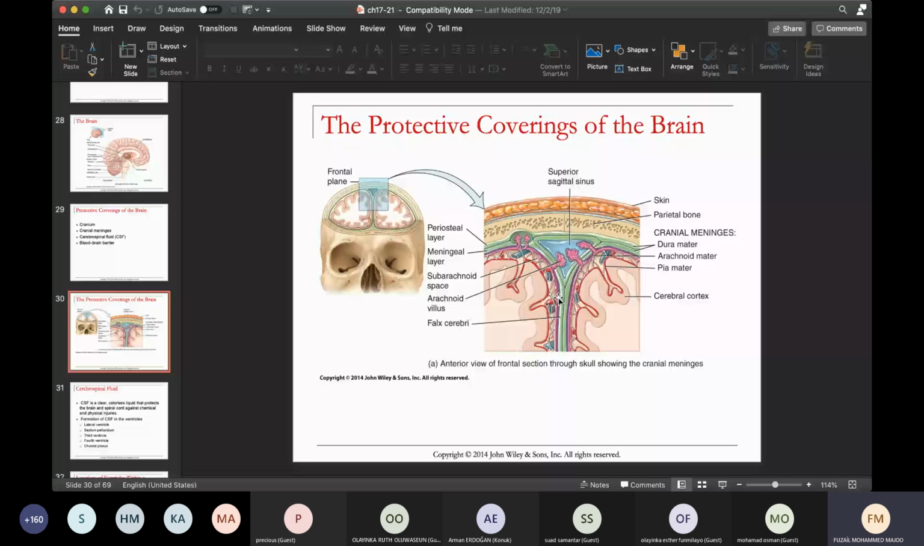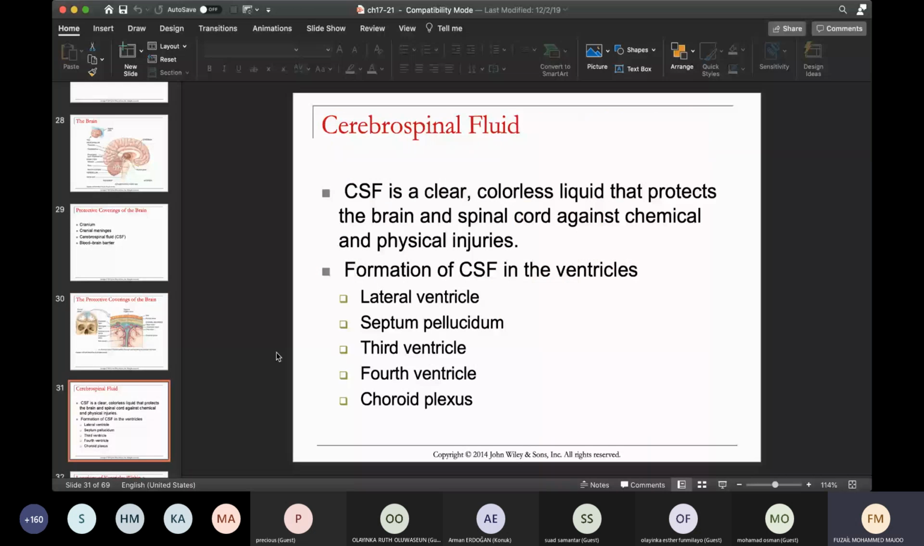Next part over here, we talk about CSF or cerebrospinal fluid. It's a colorless liquid. Look, it's colorless, so it's like water. And it protects the brain as well as the spinal cord against injuries. I told you it acts kind of like a shock absorber. In addition to that, it protects against chemicals as well, or certain microbes.